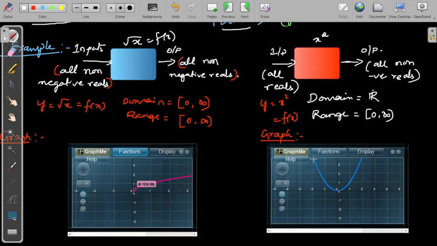Now look at the graph of this function to understand it in a better way. Domain means all possible real numbers can be given as inputs.